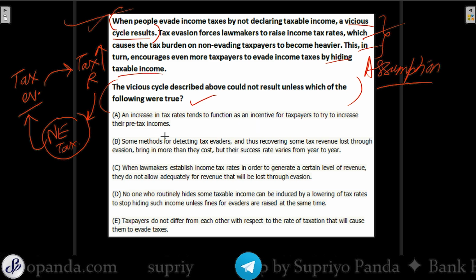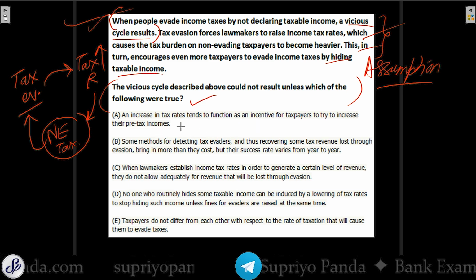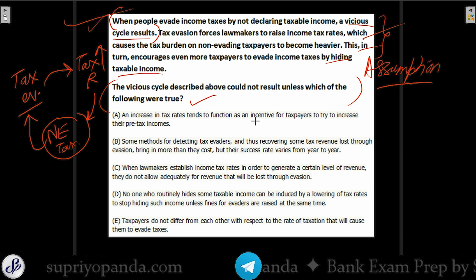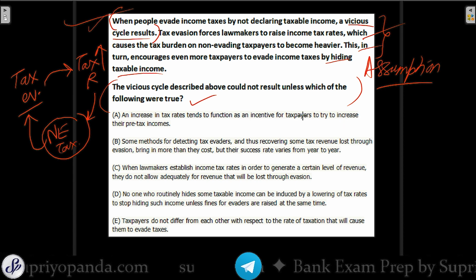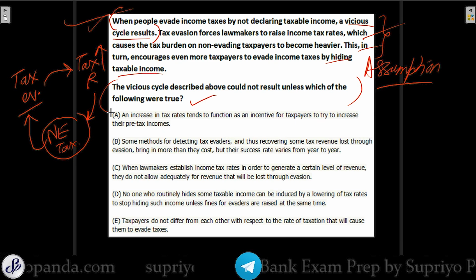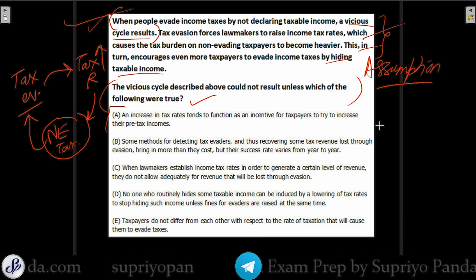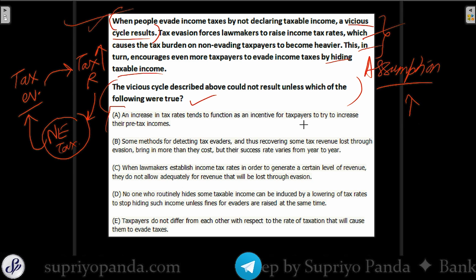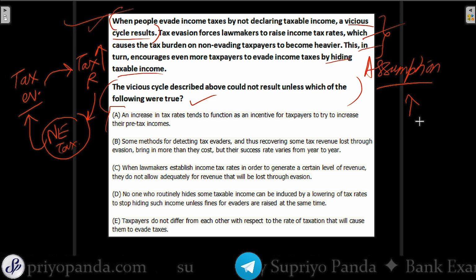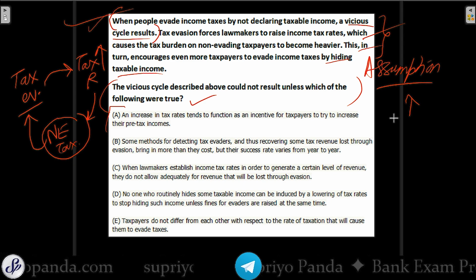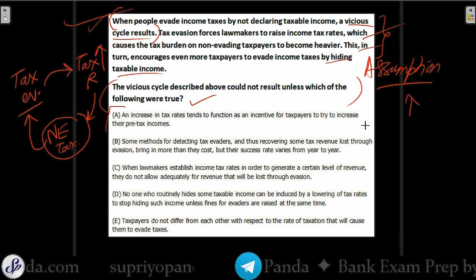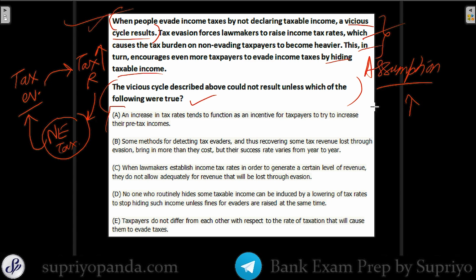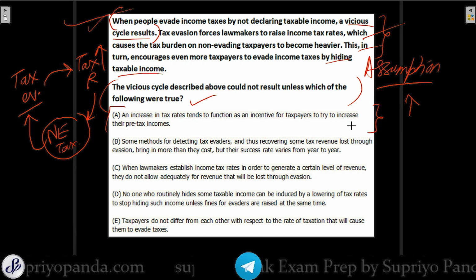Now, if we go ahead and look at the options, we have to eliminate the options and find our correct answer. The first option: an increase in tax rates tends to function as an incentive for taxpayers to try to increase their pre-tax incomes. So what does this say? Because the tax rates are going high, the taxpayers are increasing their pre-tax income. If they increase their pre-tax income, they will pay a little bit more tax, but their ultimate net income will remain the same.